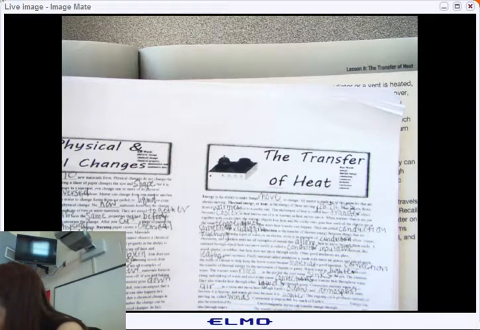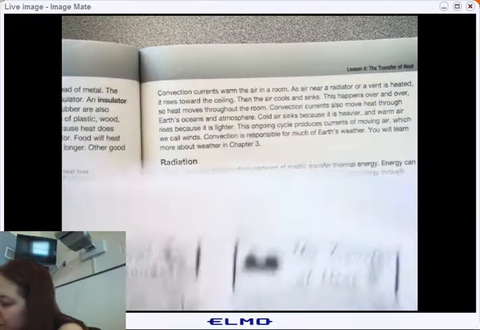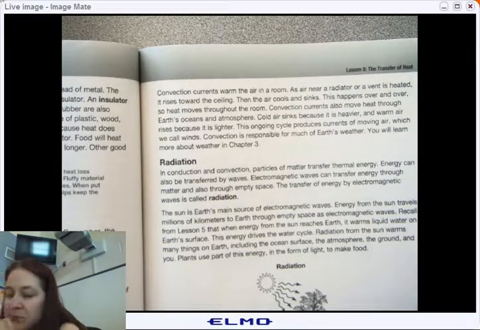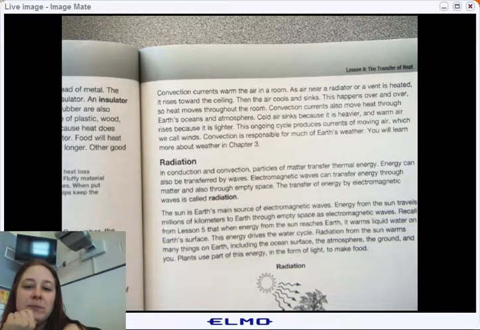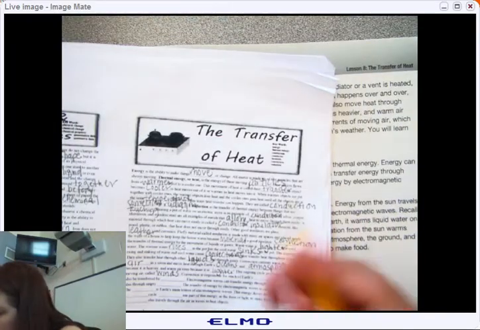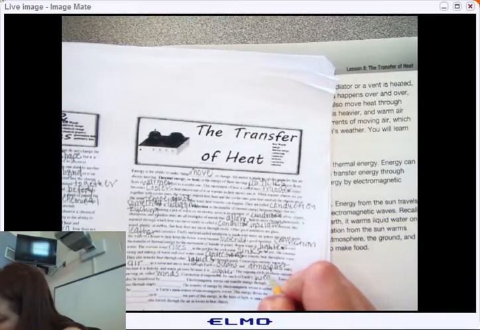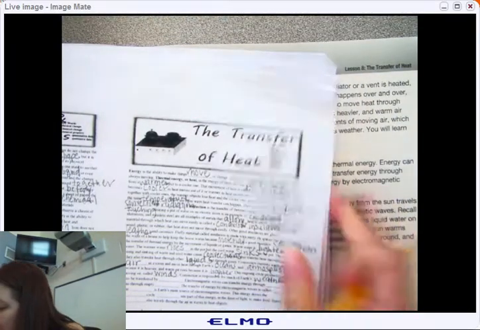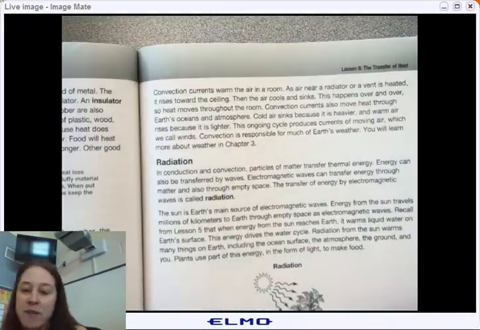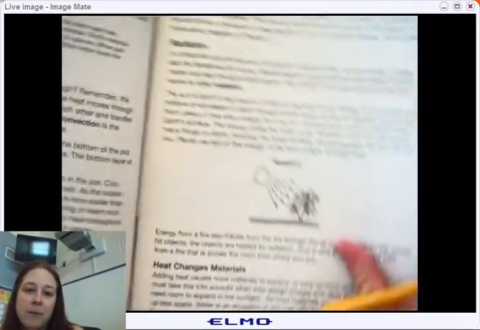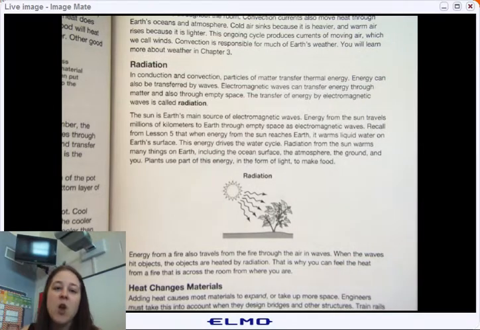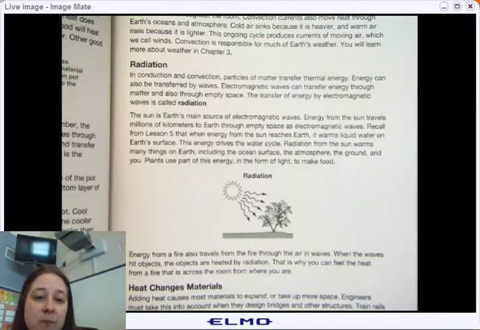Convection is responsible for much of Earth's weather. Energy can be transferred by radiation. In conduction and convection, particles of matter transfer thermal energy.